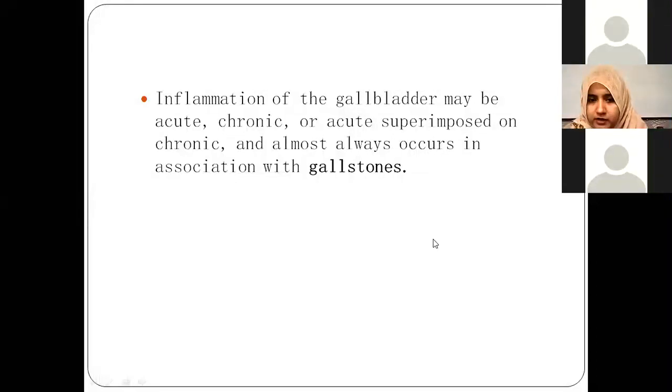Inflammation of the gallbladder may be acute, chronic, or acute superimposed. Maybe a chronic gallbladder infection with a superimposed acute infection comes in, so that could be one of the entities, and it almost always occurs in association with gallstones. But not necessarily. Somewhere there are situations when there are no gallstones, then we call it acalculous cholecystitis. And there are certain other reasons with it. Without any stones, the gallbladder gets inflamed.